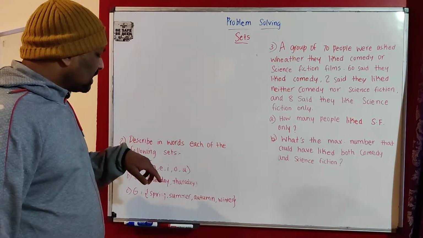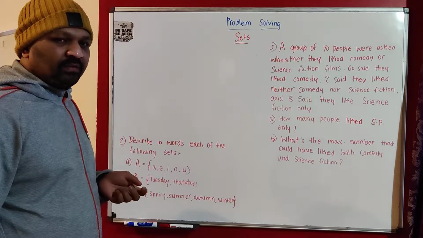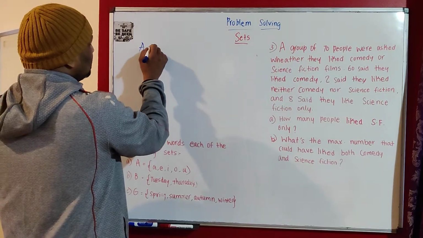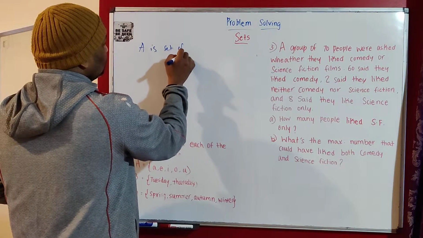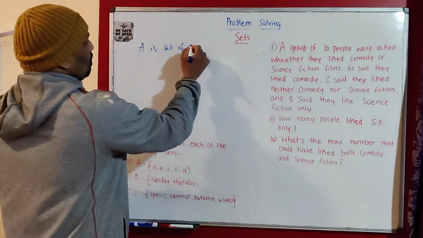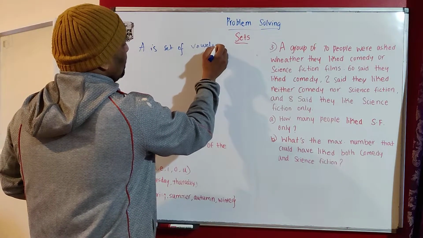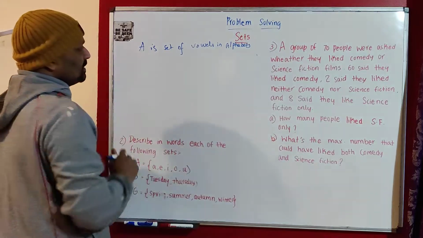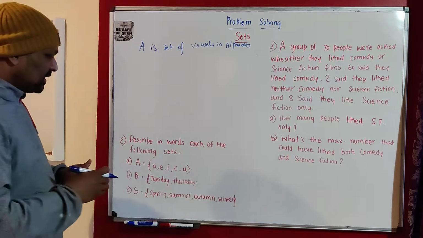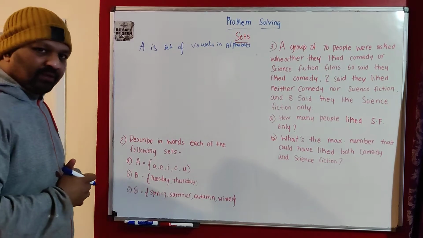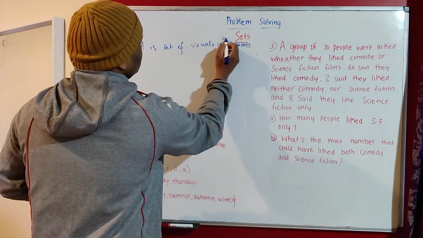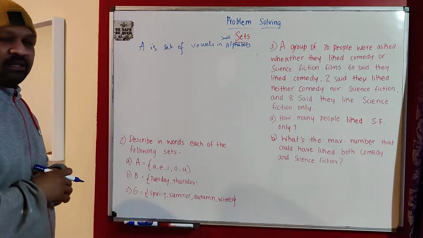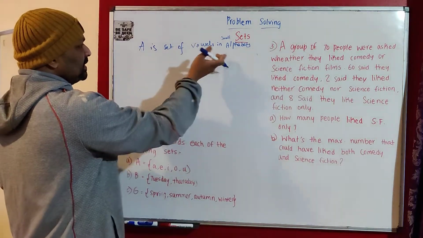Here it is asked to describe it in words. It's not even the rule form, just describe it in words. So how can I write? A is a set of vowels in the alphabet. To define it even more clearly, you can say small letters of the alphabet. A is a set of vowels in the alphabet. That's how you can describe it in words.